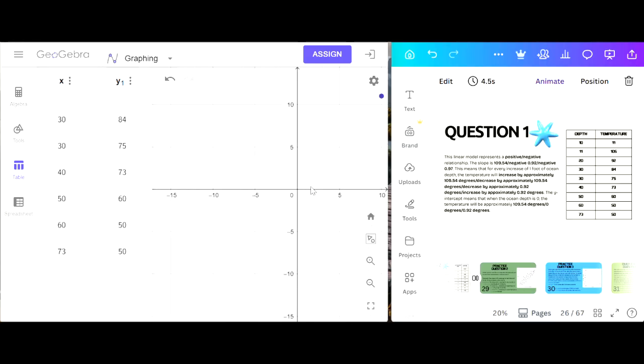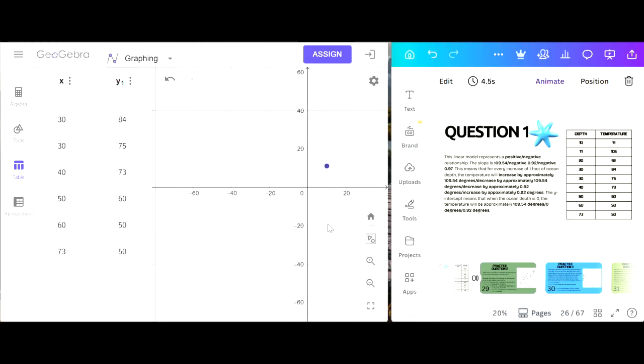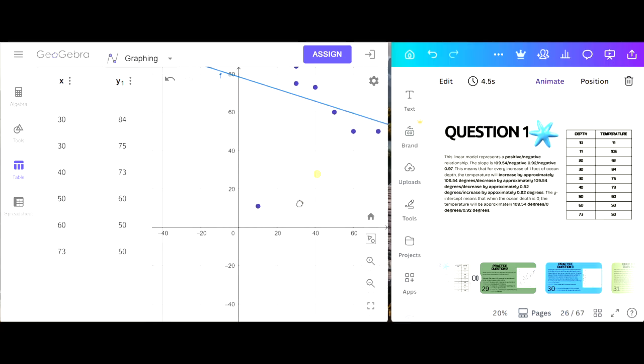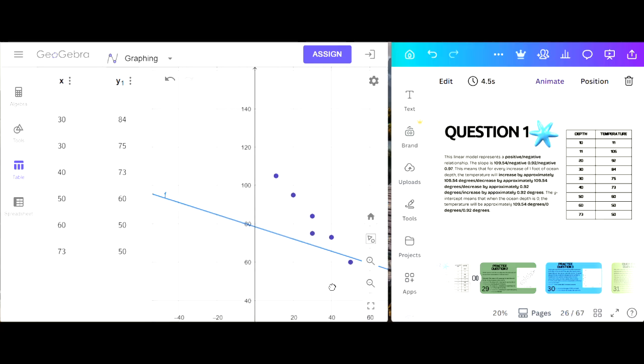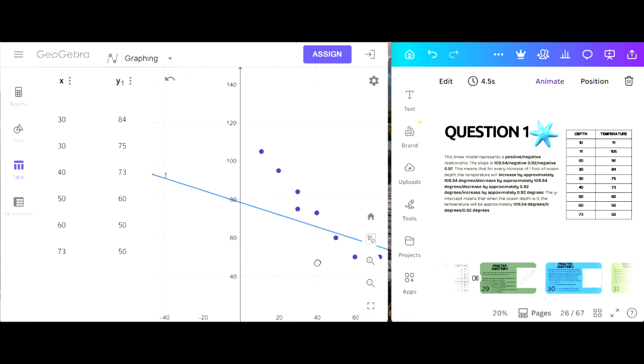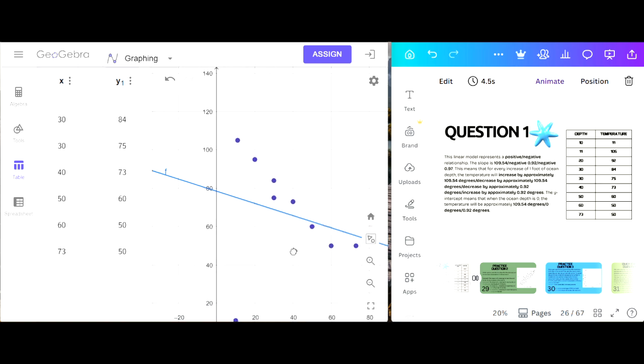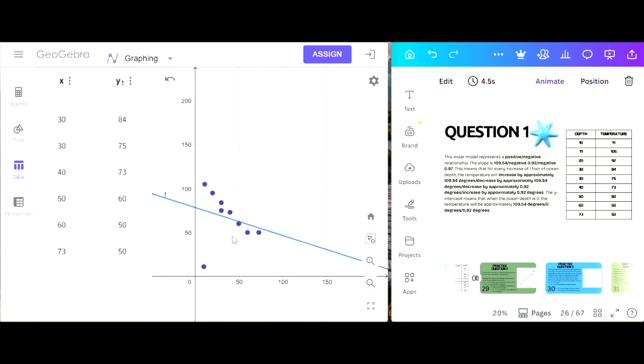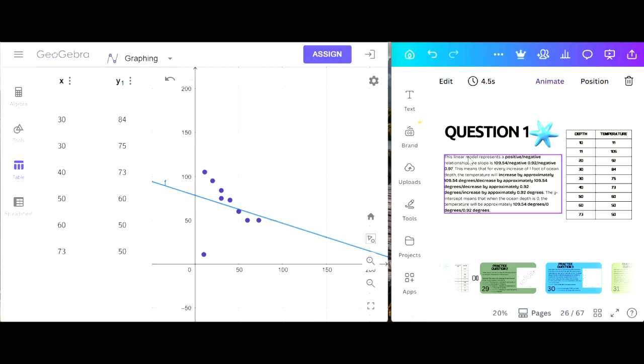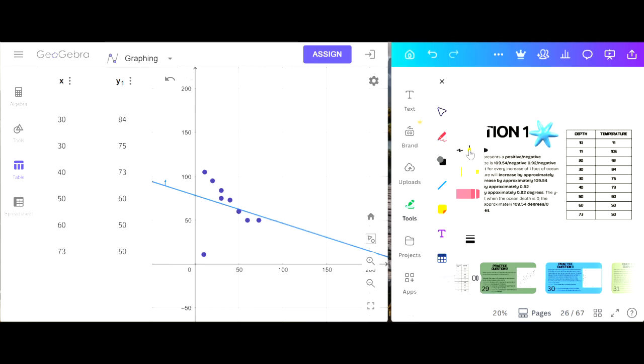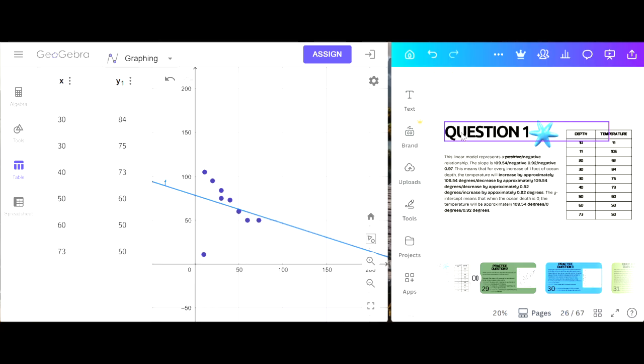Okay, let's zoom out and look at it. There it is. Okay, we do have an outlier. I probably entered the wrong number, but whatever, we'll do it. Okay, so here's our line. So this linear model represents a positive or negative relationship. Well, it's easy to tell from the line that we've got a -1 going, so it's not positive. This line is decreasing.